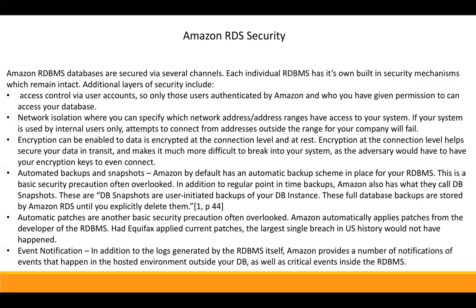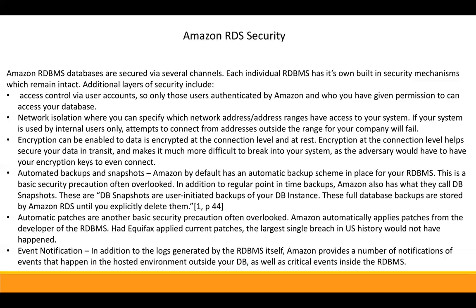Automated backups and snapshots. So Amazon, by default, has an automatic backup schema in place for your RDBMS. This is a basic security precaution that is often overlooked. In addition to regular point in time backups, Amazon also has what they call DB snapshots. These DB snapshots are user-initiated backups of your database instance. These full database backups are stored by Amazon RDS until you explicitly delete them.